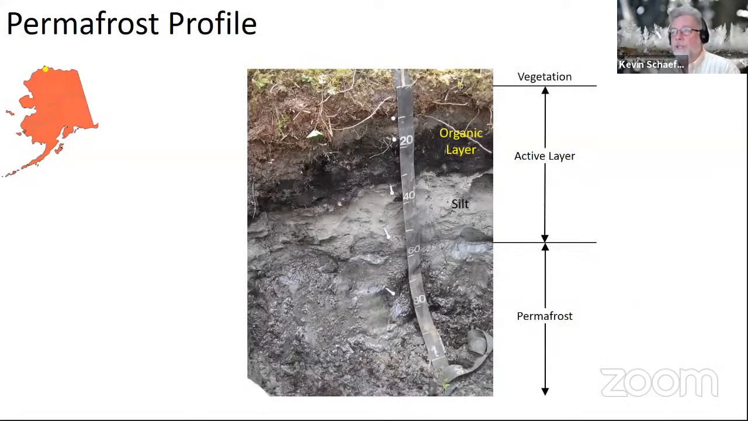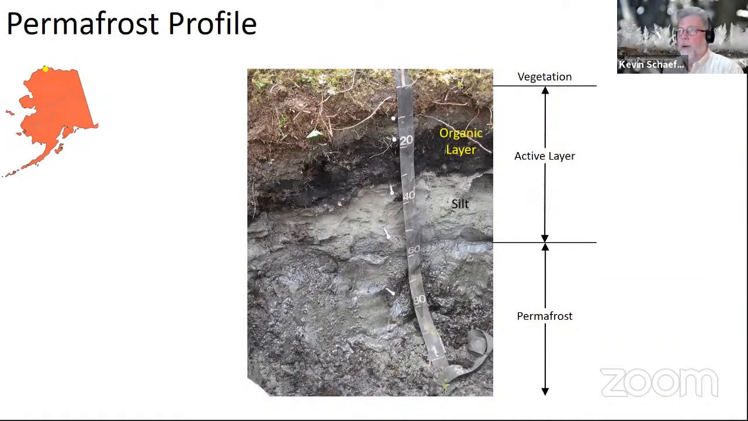Now, here is a very typical profile of permafrost. Before I dive into it, when you see pictures like this, on the upper left you see a map of Alaska with a yellow dot, and that shows the location where the photograph that you see has been taken. Now, this is taken right outside of Barrow, Alaska, and it shows a very typical profile.